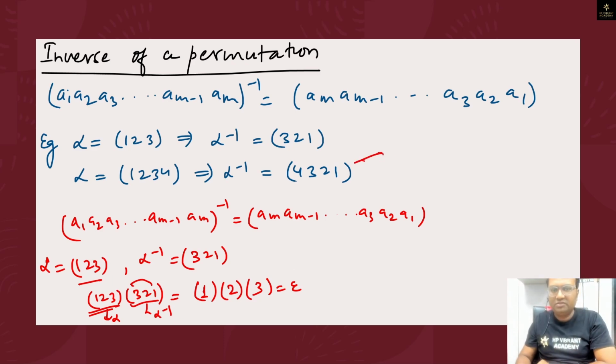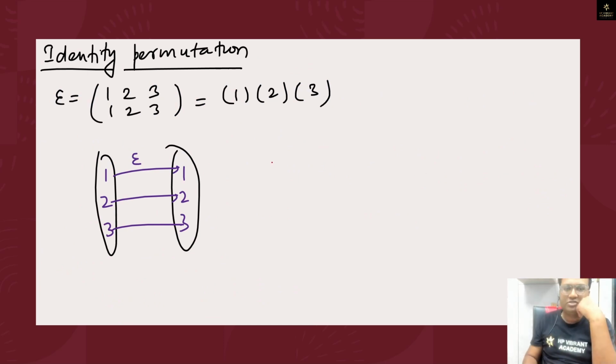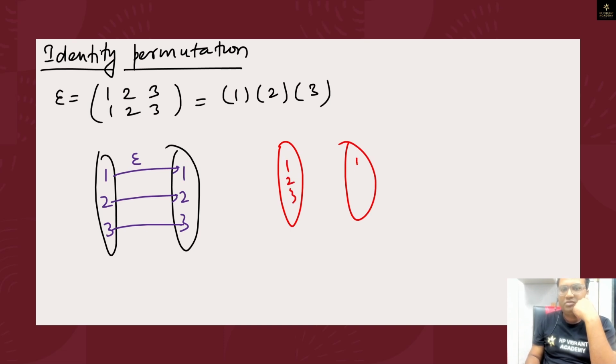ओके, सिमिलरली फॉर दिस 1 2 3 4, इसका इन्वर्स होगा 4 3 2 1, बिकॉज 1 2 3 4 टाइम्स ऑफ 4 3 2 1, ये आइडेंटिटी आएगा। आइडेंटिटी है ना ये। ओके, एज सिंपल एज दैट। Now we have identity permutation. आइडेंटिटी परमुटेशन क्या हो जाता है, सिंगल मैपिंग। Suppose we have the elements as 1 2 3, so 1 goes to 1, 2 goes to 2, 3 goes to 3.